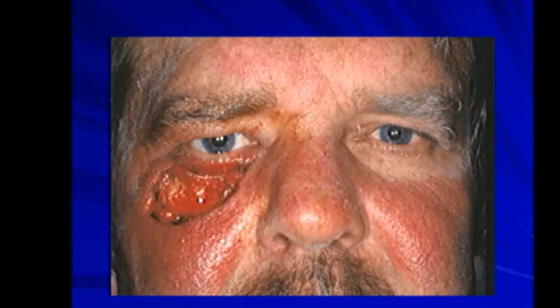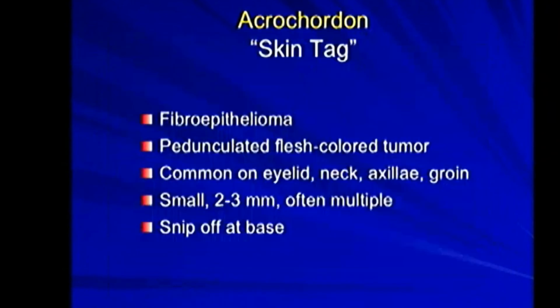Another form of benign lesion is acrocordon. It's really a fibroepithelial polyp. Typically it's a pedunculated, flesh-colored tumor, common in the eyelid, but also can be seen in the neck, axilla, and groin, and usually it's multiple and small. And this is a typical picture for it.